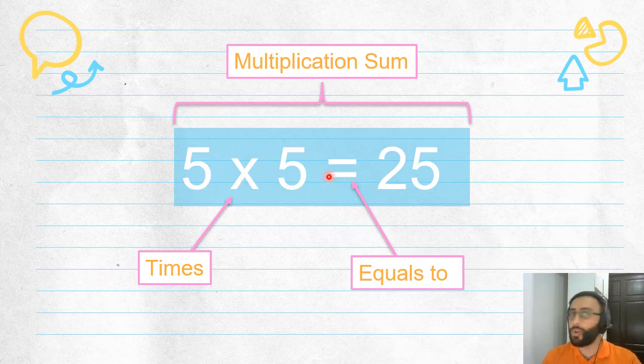And this one, you already know it. We know it as equals or equals to. It's your choice. You can say equals or equals to. And this is the answer, 25. 5 times 5 equals 25. This is a simple multiplication. And again, this is what we call multiplication sum.